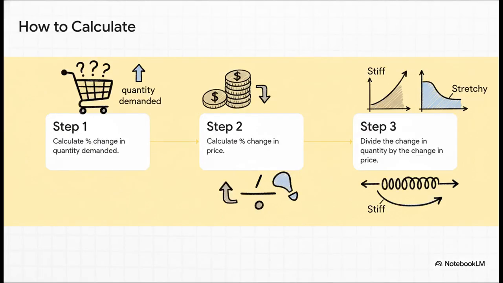So how do economists actually put a number on this stretchiness? It's surprisingly simple. You just figure out the percentage change in how much people are buying, and you divide that by the percentage change in the price. That's it. The number you get tells you exactly how elastic or inelastic that demand really is.